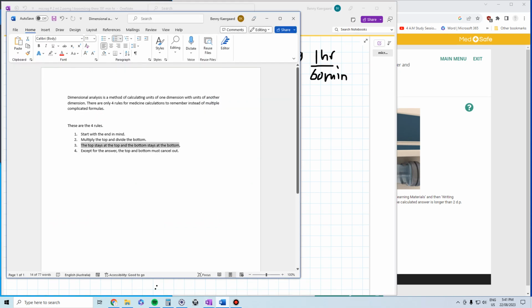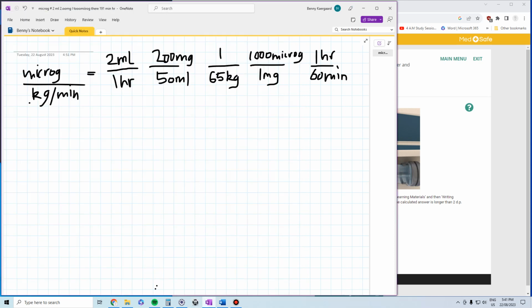So now let's apply rule 4, except for the answer. So except for micrograms, kilograms, and minutes, everything must cancel out. So we got grams here, hours here, milliliters here. So now this should work.